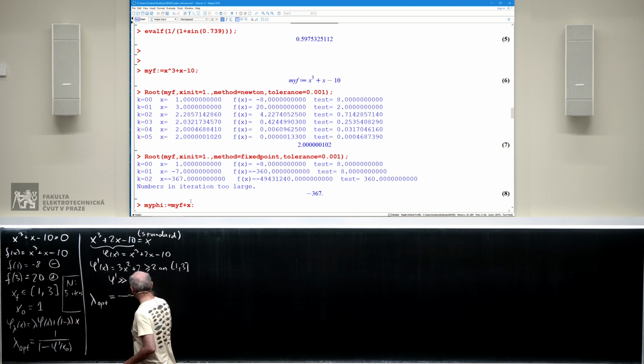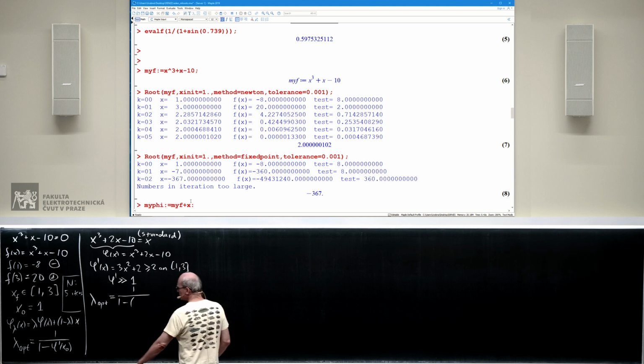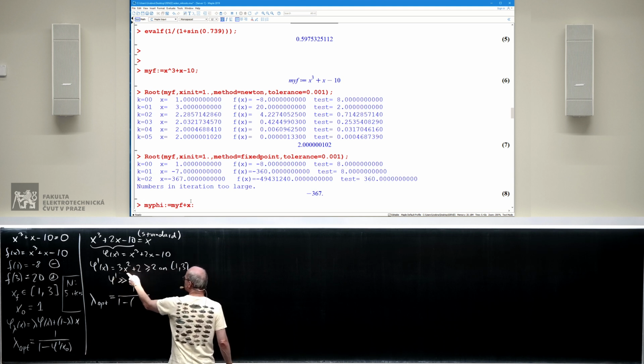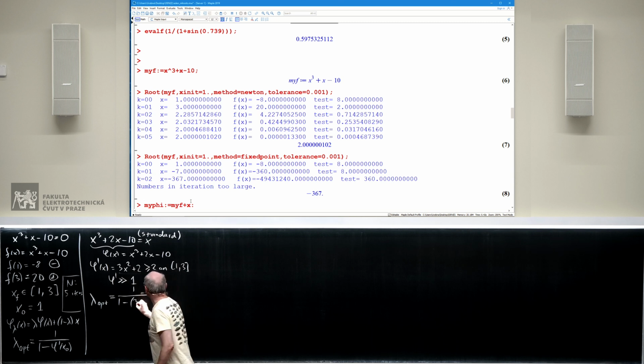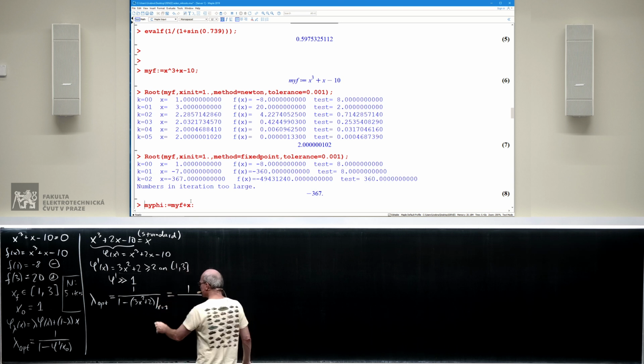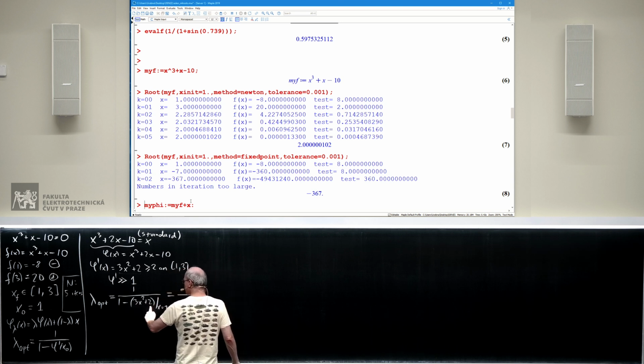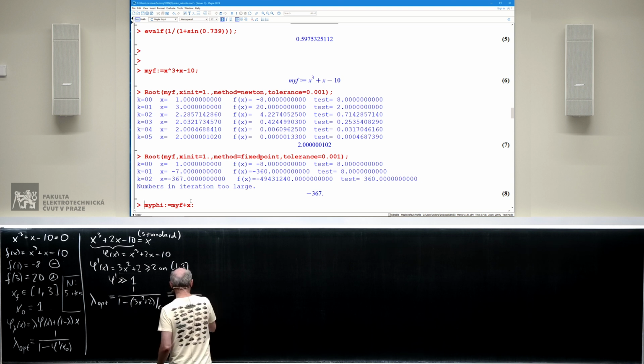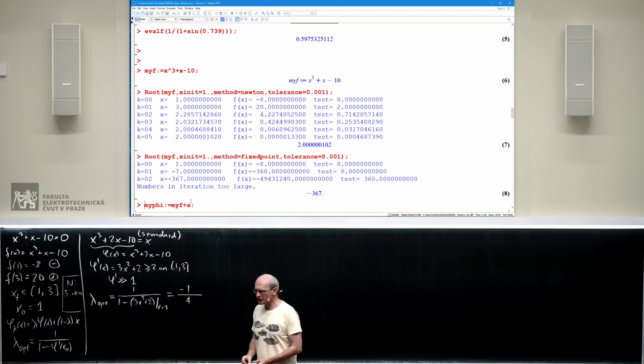So we should take 1 over 1 minus. Now we should differentiate the function, and we have the derivative here, which is nice: 3x squared plus 2. And we substitute x equal to 1, which is the starting point. So the optimal lambda around 1: 3 plus 2 is 5, negative 4, it's negative 1 over 4. This seems to be the optimal lambda.